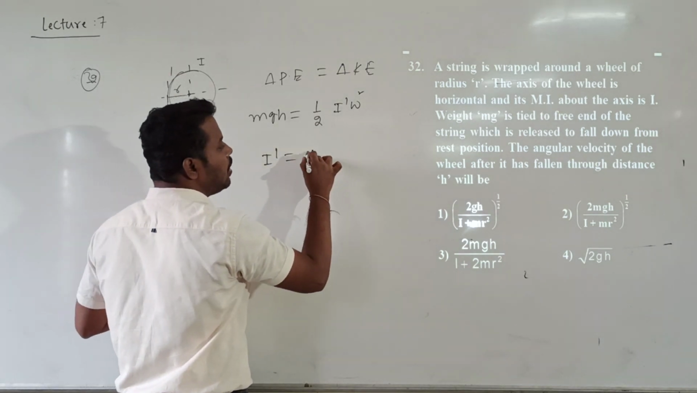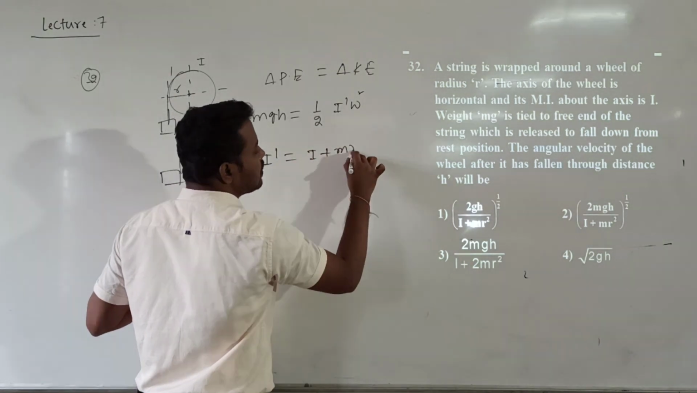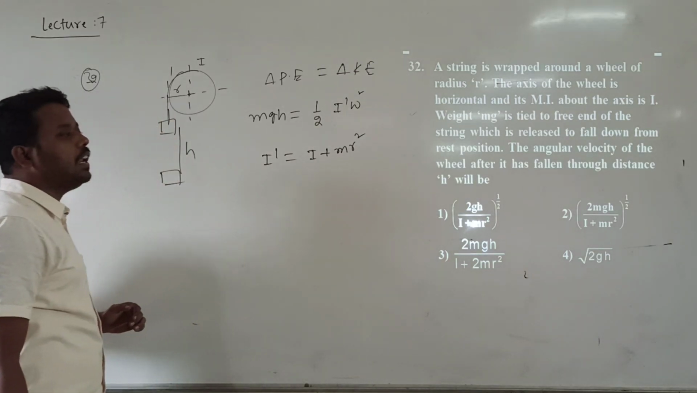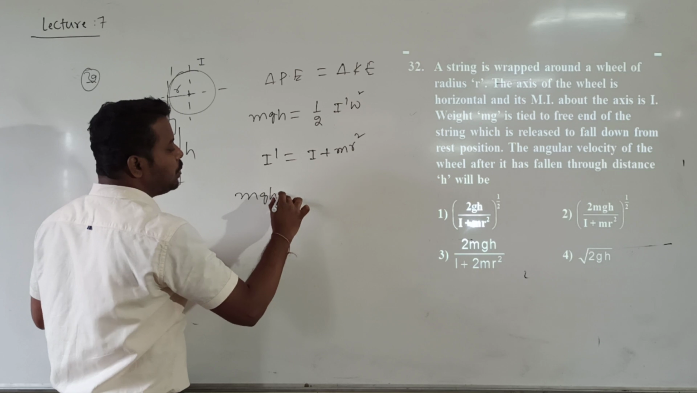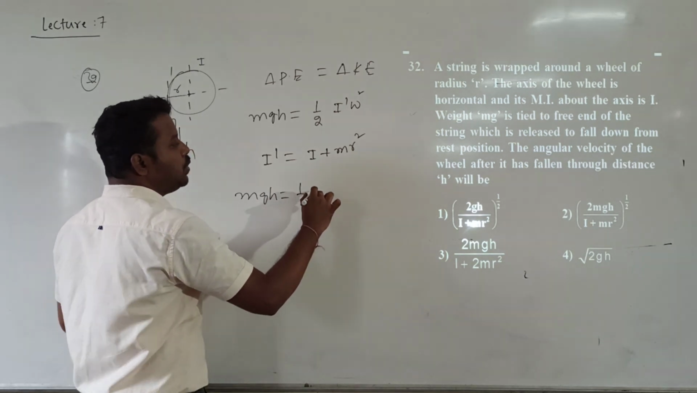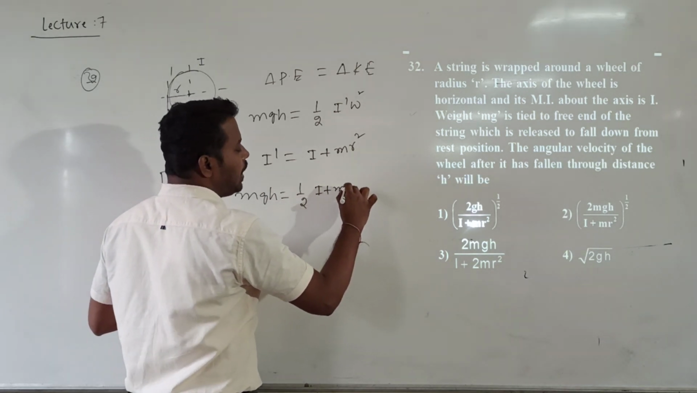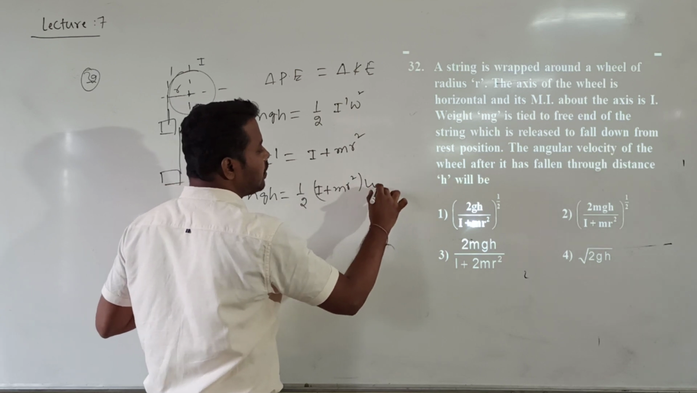I dash value is equal to I plus m into r square. Applying which theorem? Parallel axis theorem. Then what will I get? M into g into h value will be equal to 1 by 2 into I plus m r square into how much? Omega square.